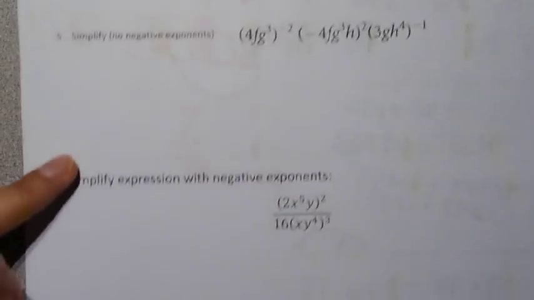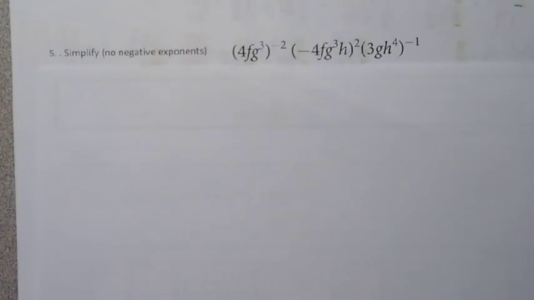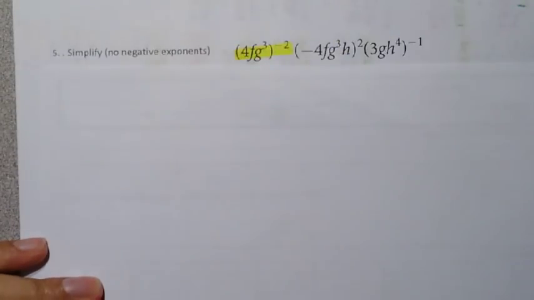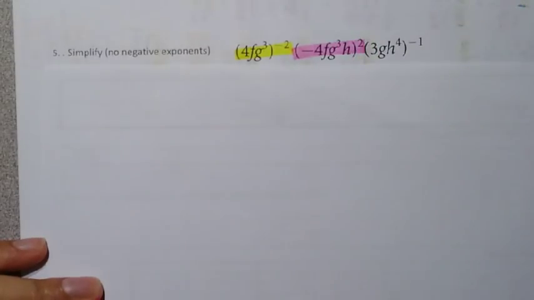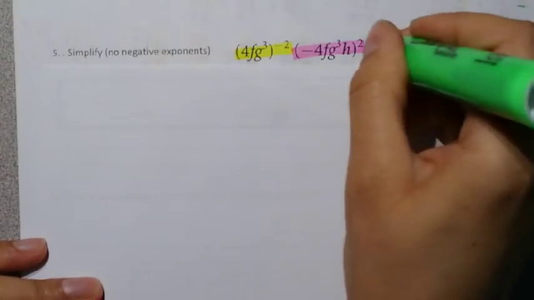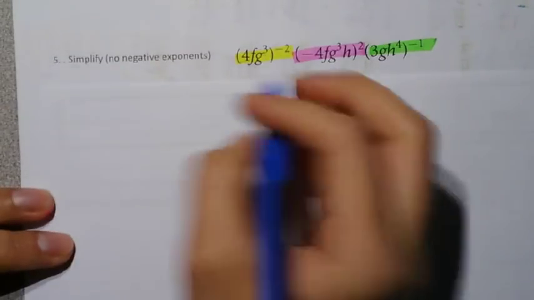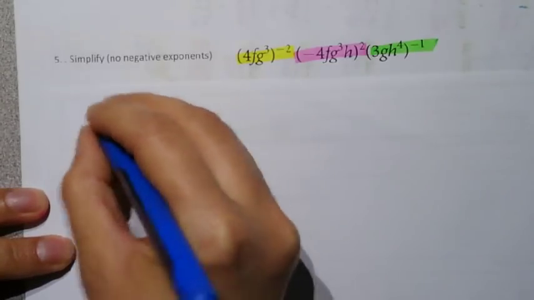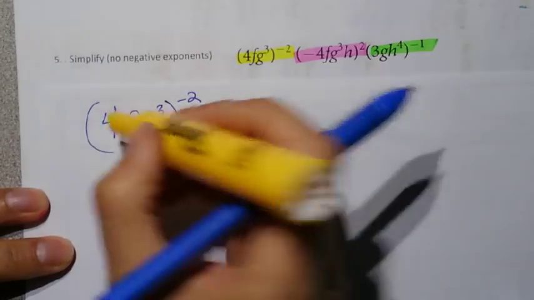Okay, we're going to move on to number 5. This one we did in one of your packets, so we're going to go ahead and redo it right now. We have this portion right here, this portion, and this portion. So I'm going to do one at a time. This one I'll rewrite as 4f to the 3rd to the negative 2nd power. Okay, this is the yellow portion.